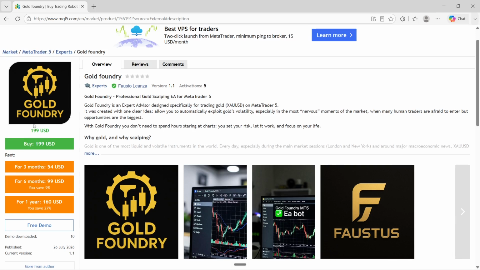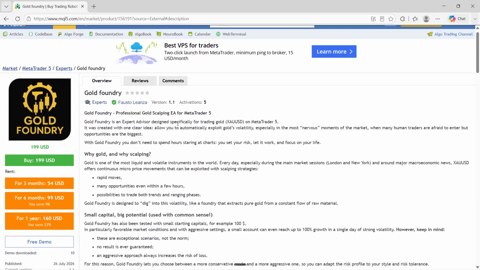All right, so as you can see, it goes for 199 US dollars. And if you expand this, you see from the MQL5 page that the Gold Foundry is an expert advisor built exclusively for XAUUSD on MetaTrader 5. The core idea is to exploit gold's volatility, especially during the most nervous market moments, major news releases, strong directional days, and high volatility sessions, rather than switching off during those periods.